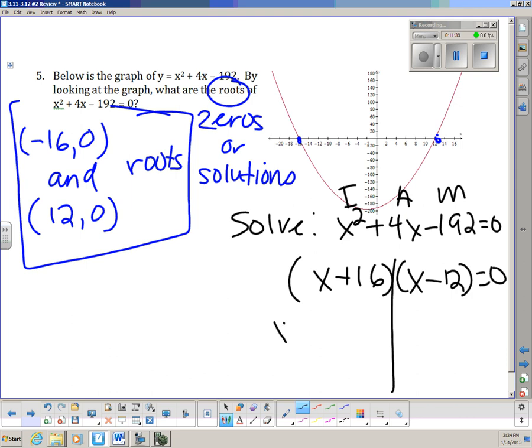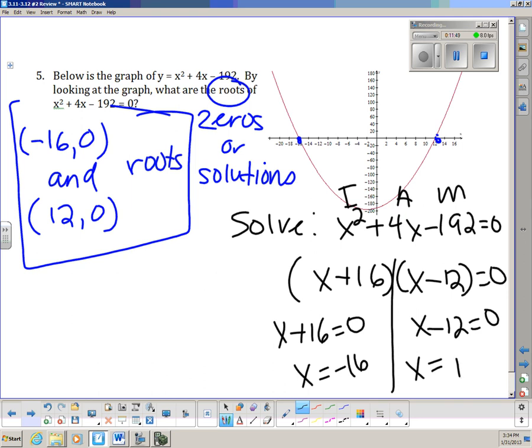You draw your wall, you take what's inside the parentheses out, and you solve for x. This solution, x equals -16, x equals 12, are the roots. Because again, this root right here was -16. This root right here was 12. There should be a connection between factoring and looking at the graph. So zeros in graphs are the same thing as roots in graphs, which are just like solutions with factors.